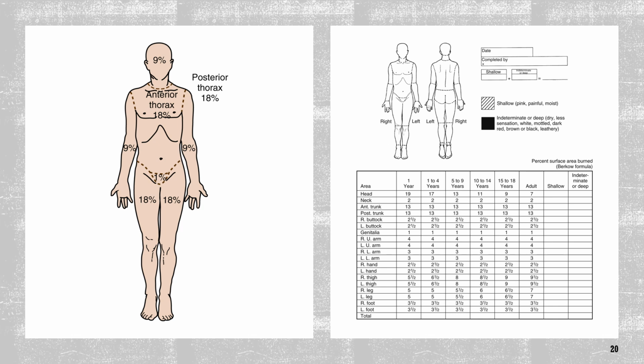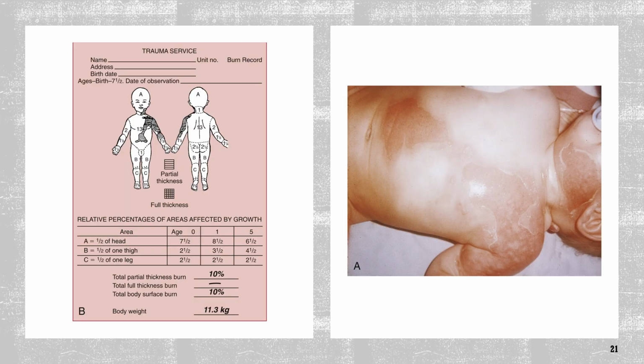Scar management can include elasticized garments, which are worn for 1 to 2 years to reduce hypertrophy and improve appearance, and bioengineered dressings, which are temporary biological dressings that minimize fluid loss and prevent infection, as well as reduce pain. Here you can see an assessment tool that is used for pediatric burns.